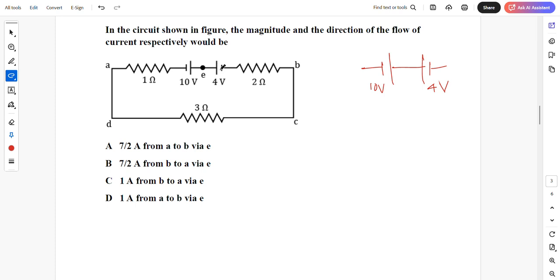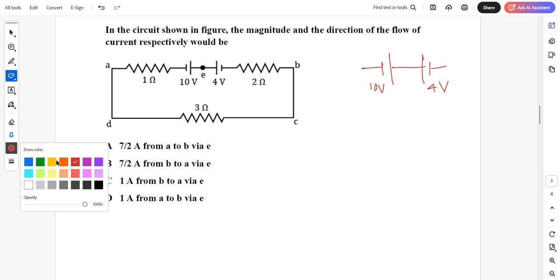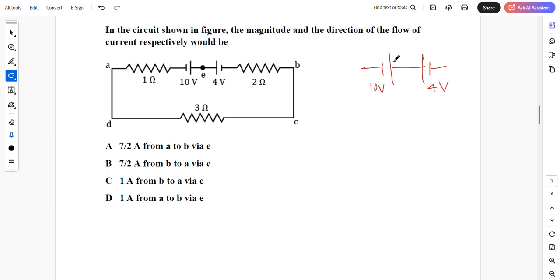We will not consider point E for the time being, because these two batteries are connected in series. How will the current flow here? This is the positive terminal and this is the negative terminal. For one battery the current will flow in the clockwise direction, and for the other the current will flow in the anti-clockwise direction.